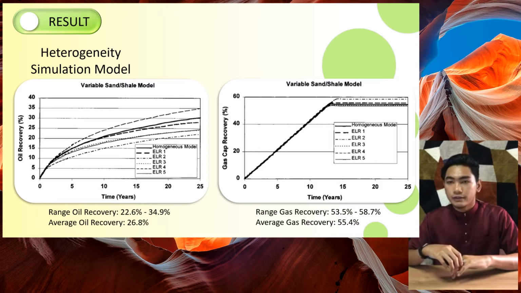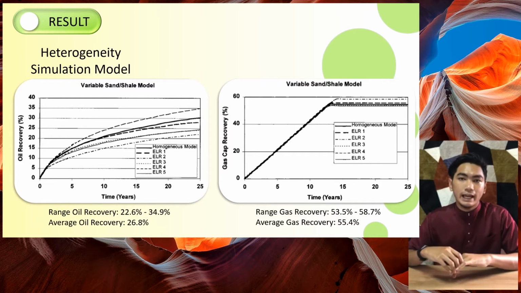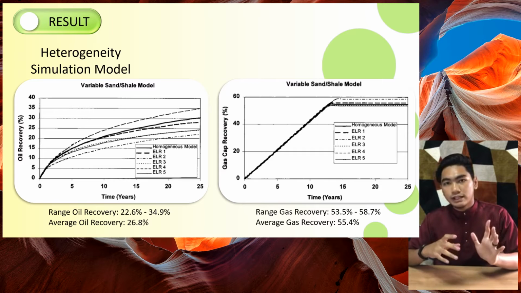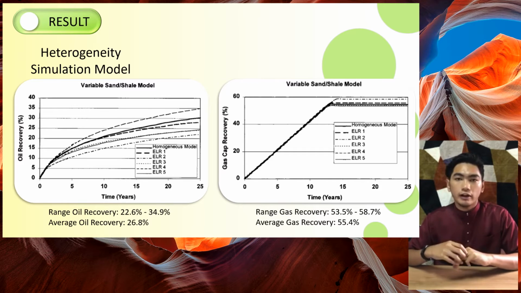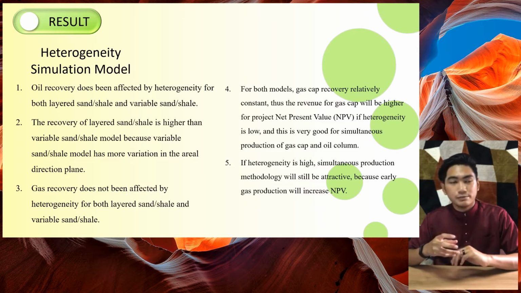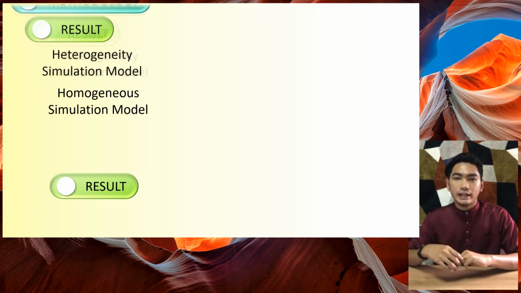Thus, the revenue of the gas cap will be higher for the project NPV, which is net present value, if the heterogeneity is low. But if the heterogeneity is high, the technique of simultaneous production of both oil column and gas cap is also attractive because the early gas production will increase the NPV.